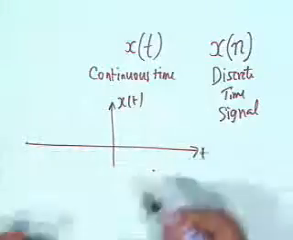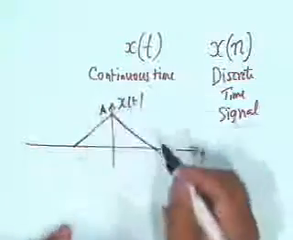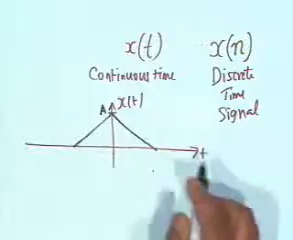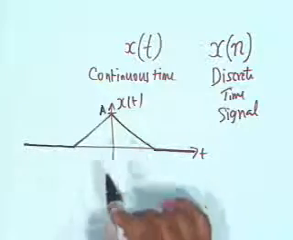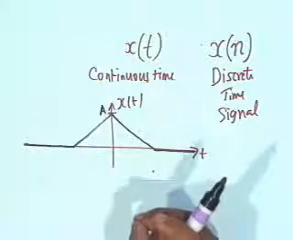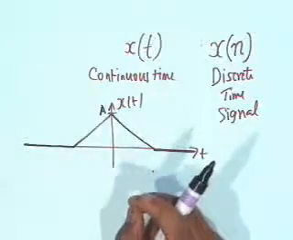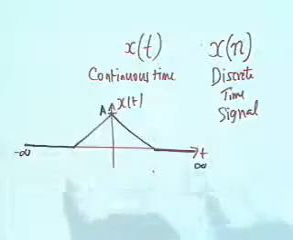Suppose we have a signal like this, a plot of x of t versus t, and let's say my signal is this: some amplitude a, then it falls down linearly on both sides and reaches 0 at some point here and at some point here. Now this signal x of t exists or is defined at every value of t, that is, over a continuum of t from minus infinity to plus infinity. At every value of t, x of t is defined and is known. Such a signal is called a continuous time signal.